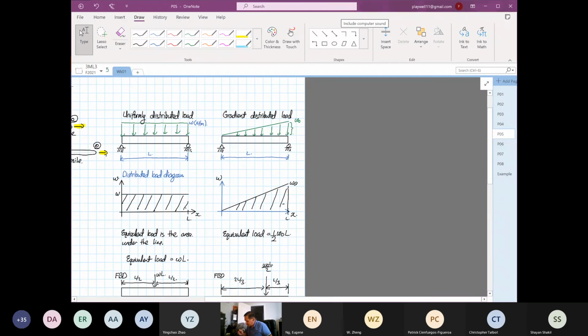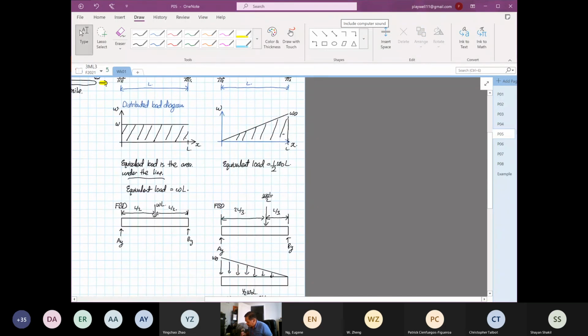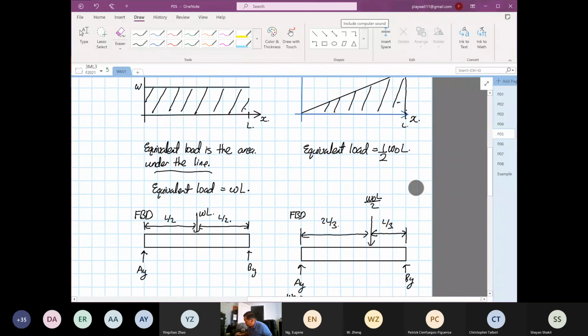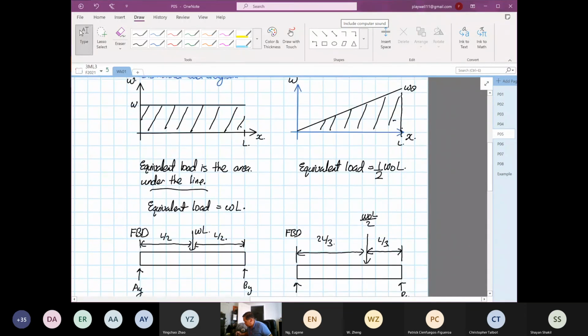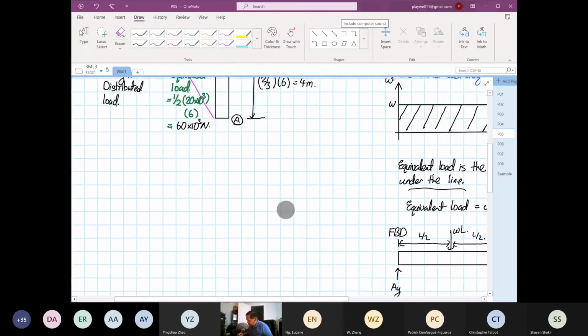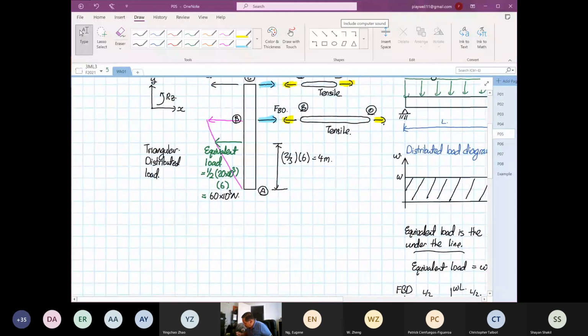So now you can more or less understand how to calculate the equivalent load, which is the area under the line, and where the equivalent load is acting. If it's an evenly distributed load, it is L over 2, and if it's a gradient, depending on whether it is a positive or negative slope, it is L over 3 at one end and 2L over 3 at the other. I think you have seen this before; it's just a matter of refreshing. So now you know how we got 2/3 over 6 times 4, and how we get 60 times 10 to the power 3 and 4 meter over here.